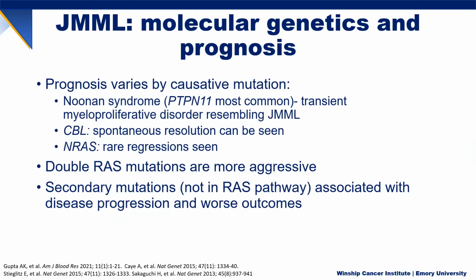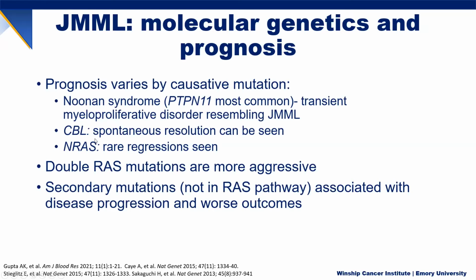So in particular in the setting of some of our inherited syndromes, Noonan syndrome, which is caused at least half of the time by mutations in PTPN11, these patients or children can develop what we call a transient myeloproliferative disorder. So it's really an MPN-like disease that actually resolves over time, often without treatment. And in some forms, this can very much resemble JMML. In patients where the disease is driven by this CBL gene, again, this is one that's usually inherited, and this is one that can resolve on its own over time. That's also occasionally seen, very rarely, with NRAS mutations.